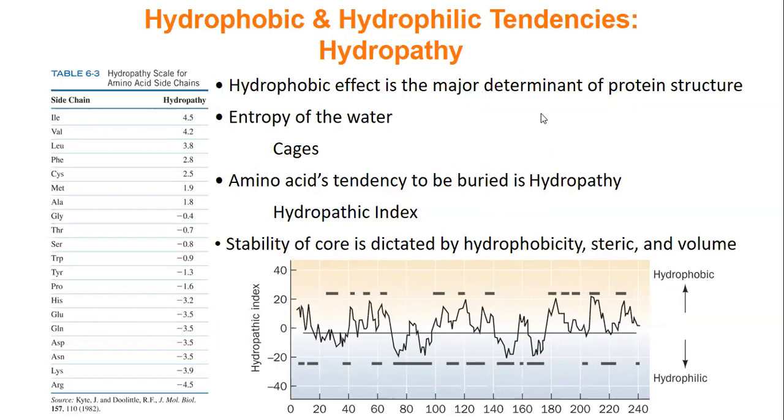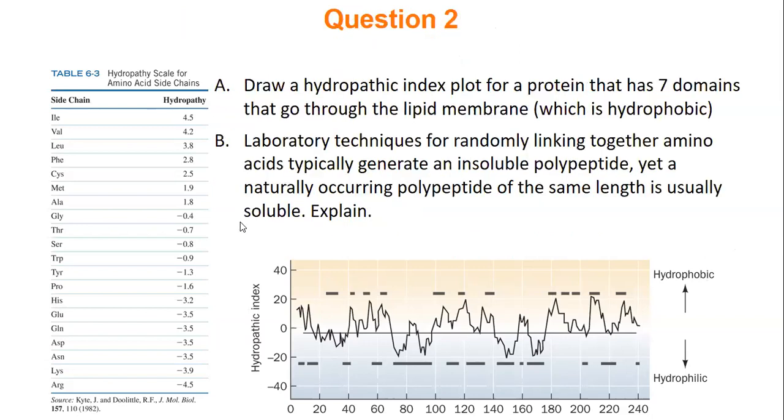All right, let's see if you got this. I want you to draw me a hydropathic index plot, basically the plot you see below you, for a protein that has seven domains. And these seven domains will go through the lipid membrane. So that's what I want you to do for me first. Draw that plot.